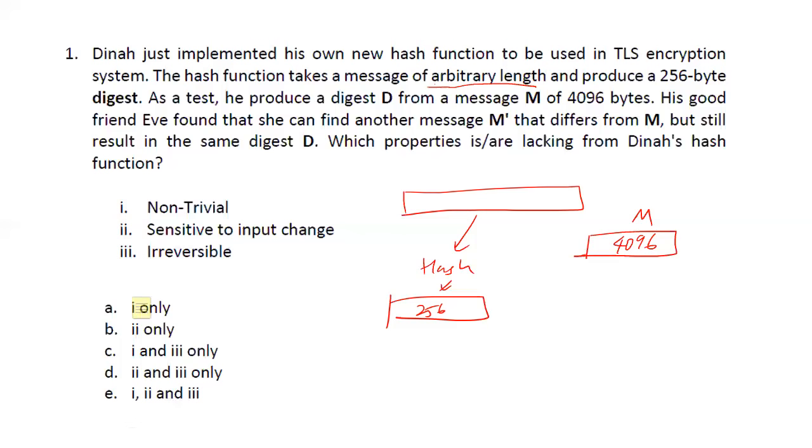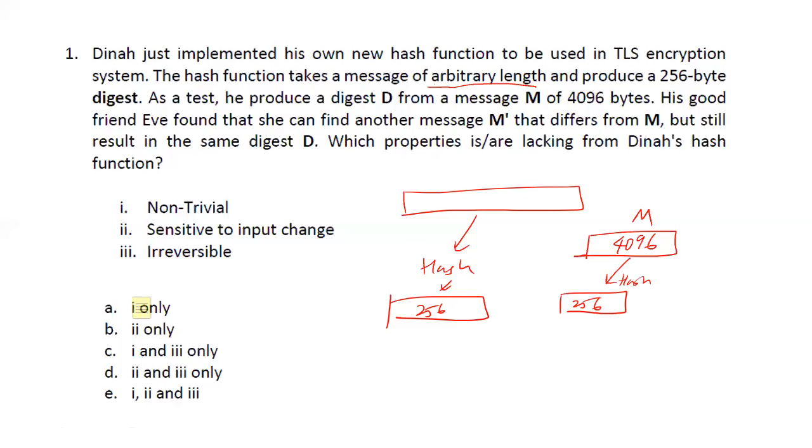Okay, so let me start again. For the first question, he created his own hash function that takes any arbitrary length input, does the hash, and gives you a 256 byte result. To test it, he took a message M of 4096 bytes, ran the same hash function, and produced the 256 byte hash.